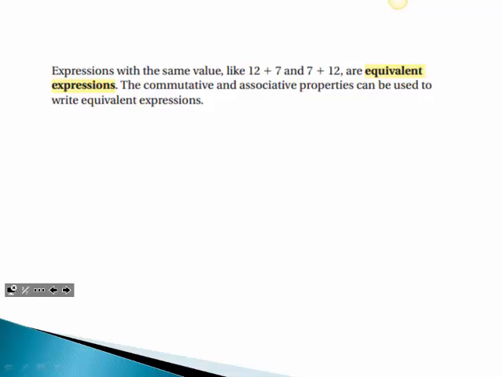Expressions with the same value, like 12 plus 7 and 7 plus 12, are going to have the same answer. They're called equivalent expressions because they're expressions that will equal the same thing. Now, the commutative and associative properties that we learned last year can be used to write these equivalent expressions. Let's review them really quickly.